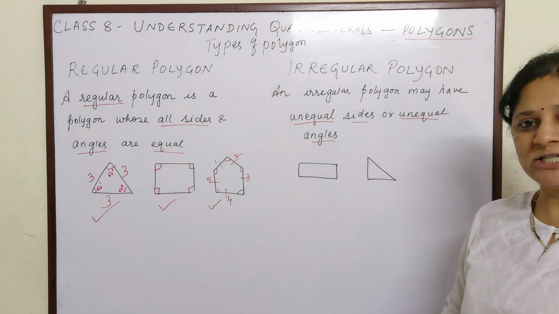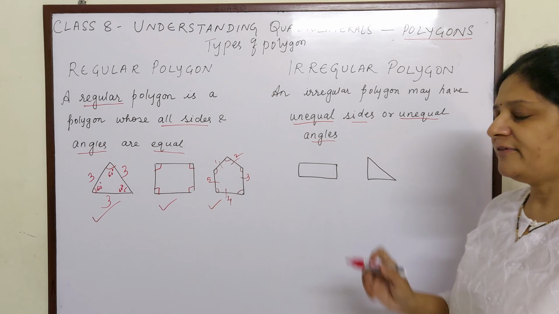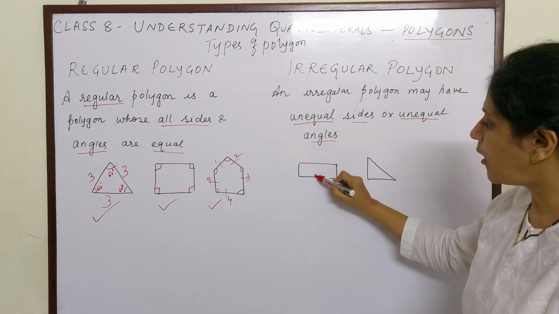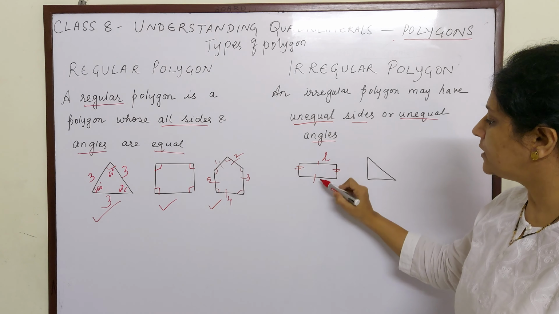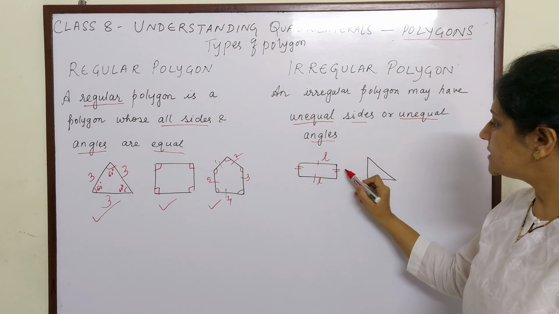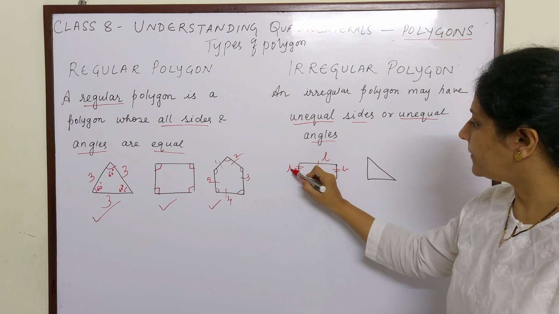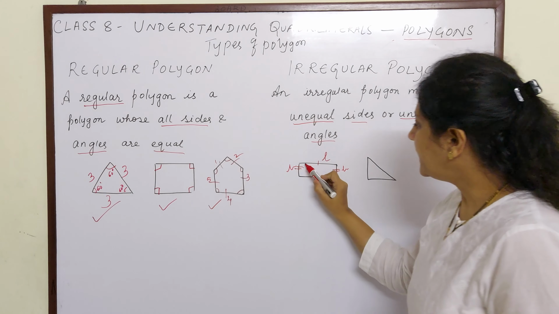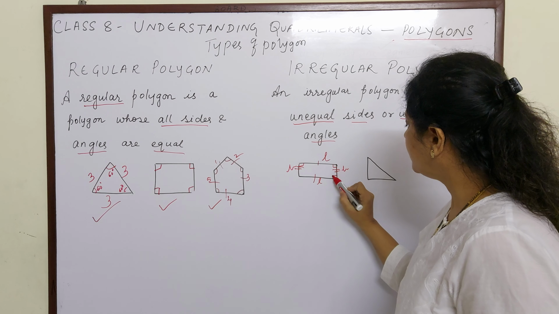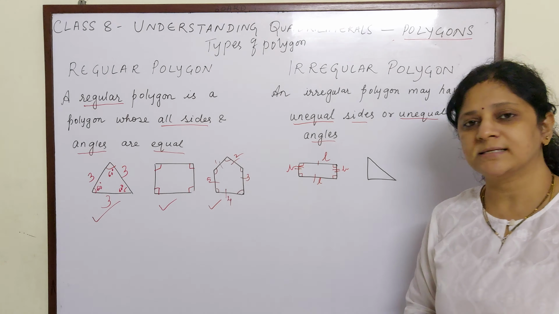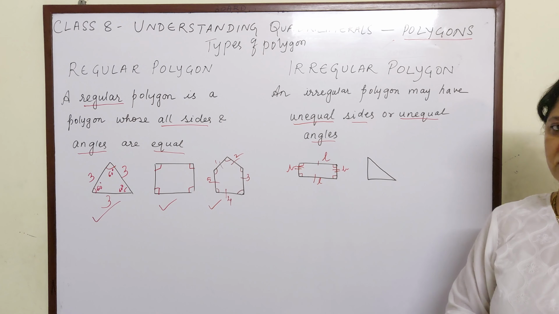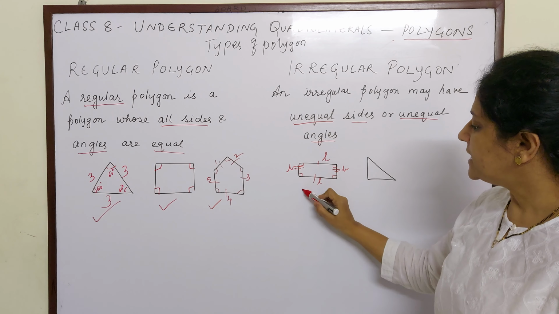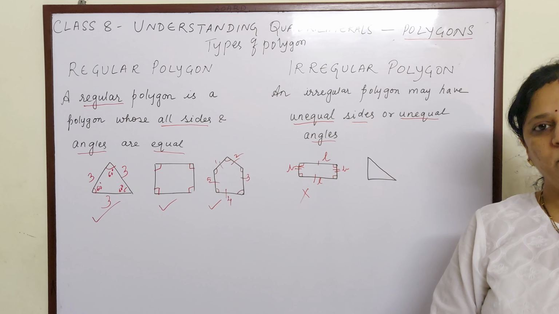Now you know this is the shape of a rectangle. What have we learnt in a rectangle? That the opposite sides are equal. That means this length is equal to this length and this breadth is equal to this breadth. But their angles are all 90 degrees. Now if you see, all the angles are 90 degrees in a rectangle, but their sides are not equal, children. So in this case, it is an irregular polygon.